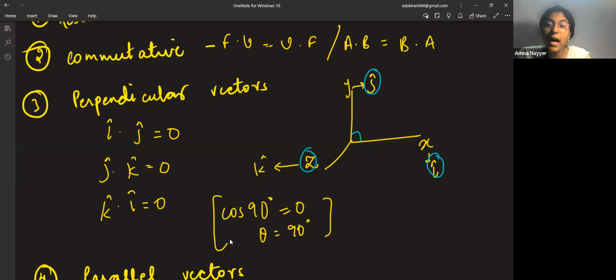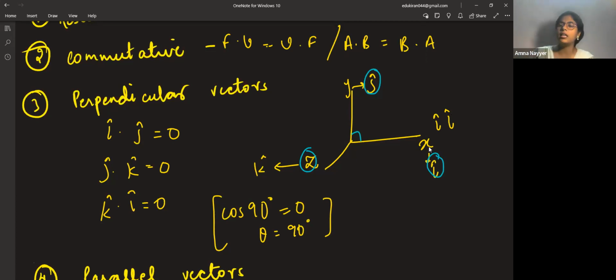Now, what is meant by parallel vectors? Perpendicular, clear? All the unit vectors which are perpendicular to each other. Now, parallel vectors are those vectors which are parallel to the x-axis. Means if I have i-cap here, and I consider i-cap only, when you are taking the dot product i-cap dot i-cap, because i-cap and i-cap are parallel, the x-axis is parallel to the x-axis only, right?